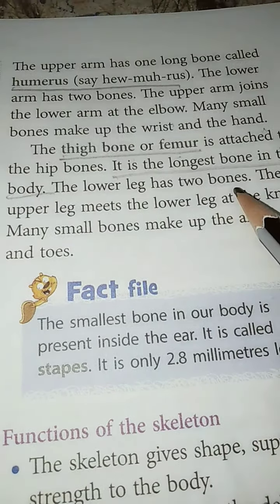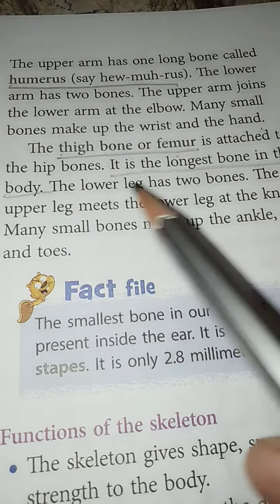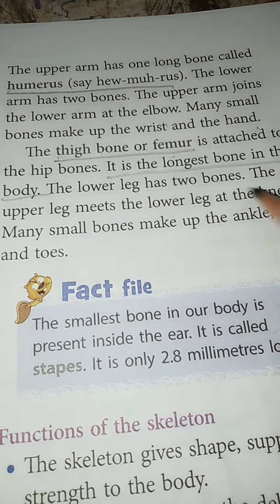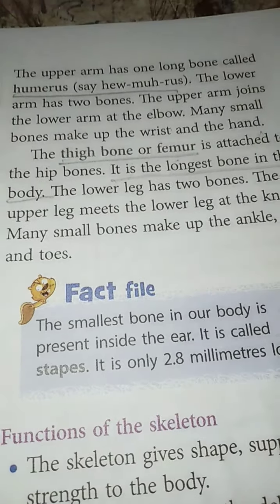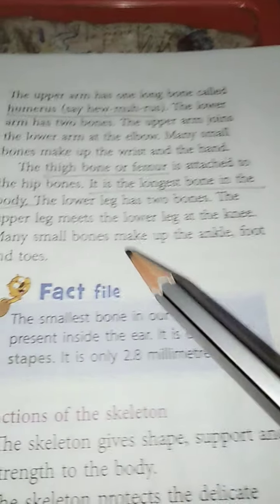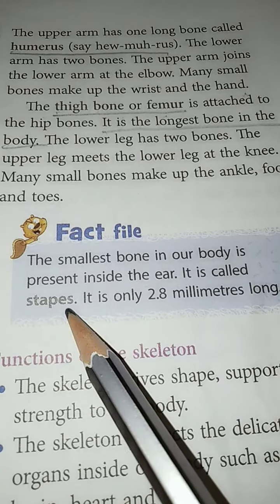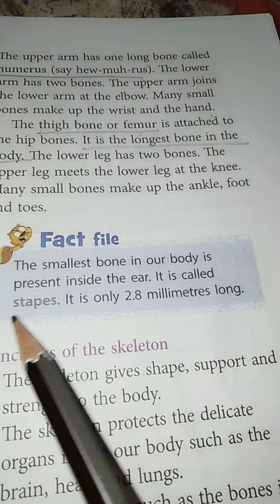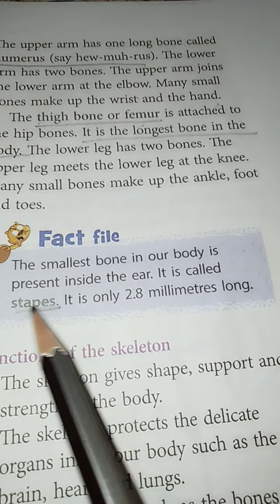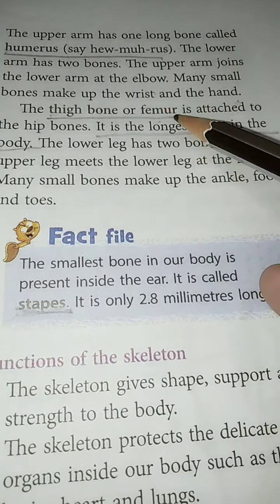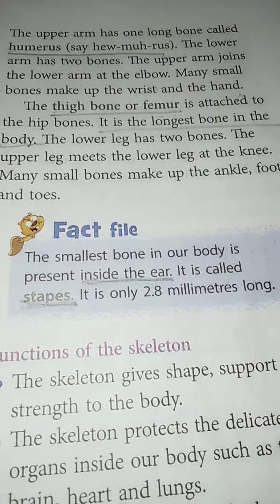The lower leg again has two bones, like the lower arm has two bones. The upper leg meets the lower leg at the knee. What is the joint in legs? That is knee. And many small bones make up the ankle, foot and toes. Okay. Now here's a fact file. The smallest bone is present inside the ear. It is called stapes. It is only 2.8 mm long. The longest bone is femur, that is the thigh bone, and the smallest bone is stapes, that is the ear bone. Okay.